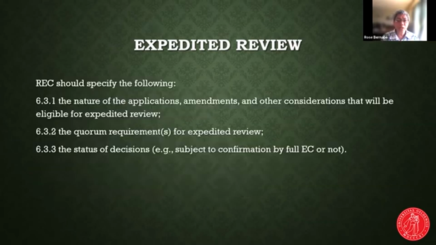Now, our research ethics committee should be able to specify the nature of the applications, amendments, and other considerations that will be eligible for expedited review. This means that in the process of establishing an ethics committee, the procedures for expedited review, and which kinds of research could be reviewed expeditiously, ought to be established. And the quorum requirements for expedited review: would there be one or two reviewers, or do you need more than that? And the status of decisions.